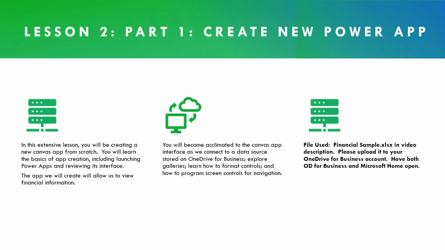You will become acclimated to the Canvas app interface as we connect to a data source stored on OneDrive for Business. We're going to explore galleries, learn how to format controls on an app, and how to program screen controls for navigation. Now, we're going to be using the financial sample Excel file that's in the video description.